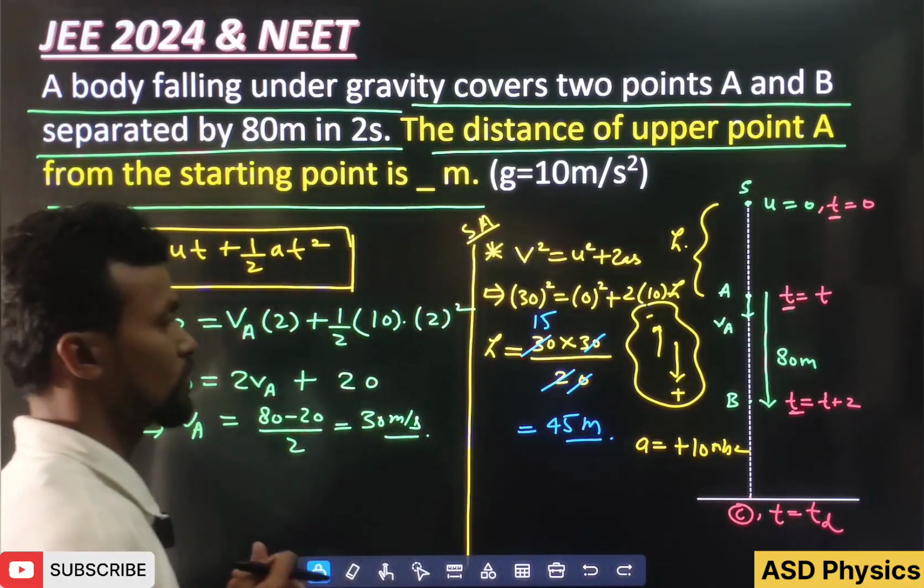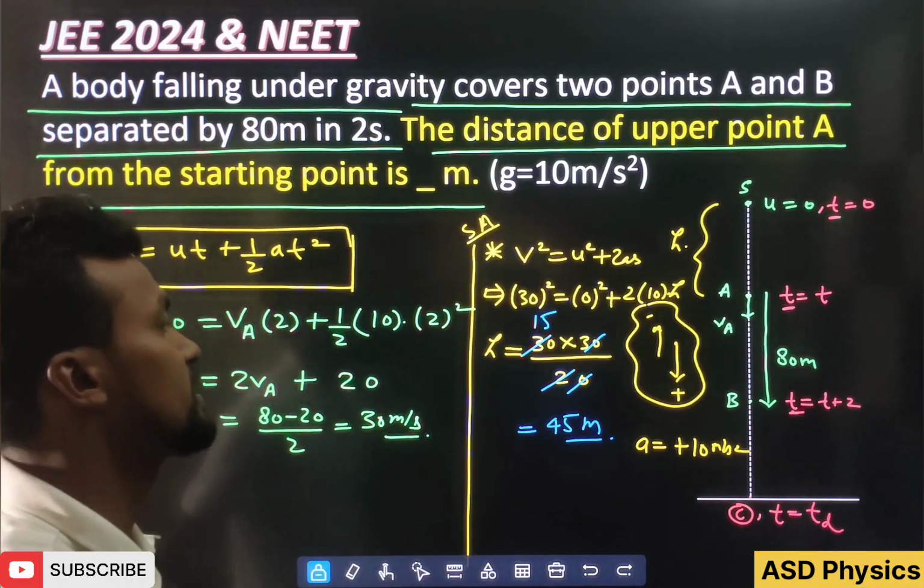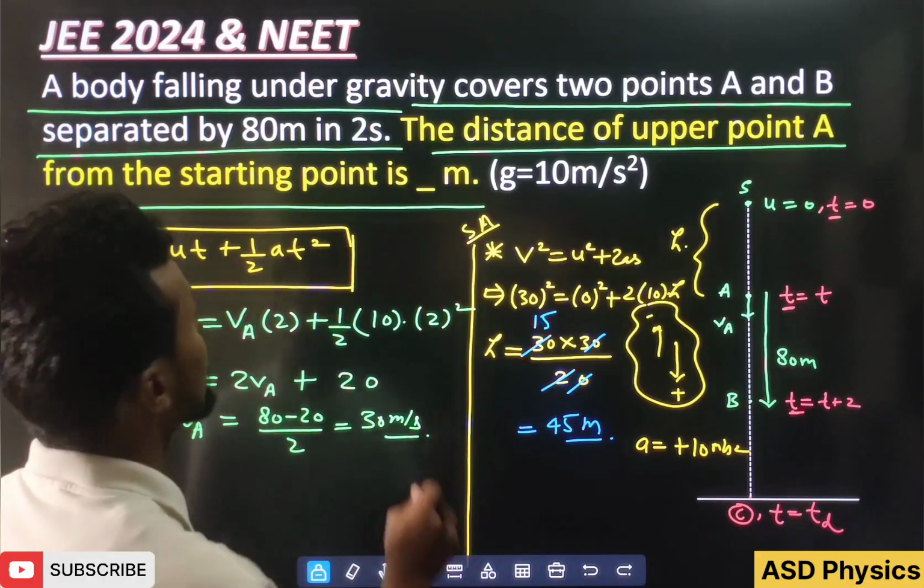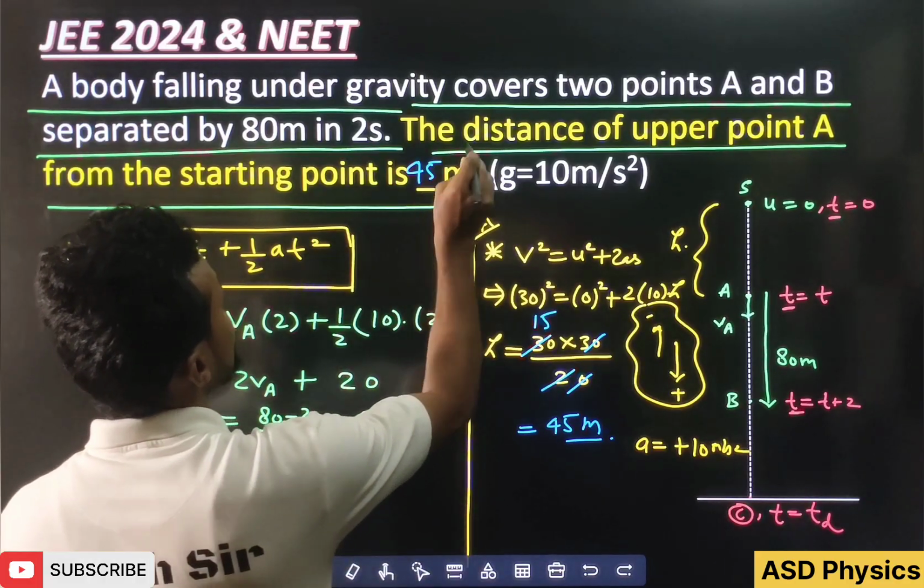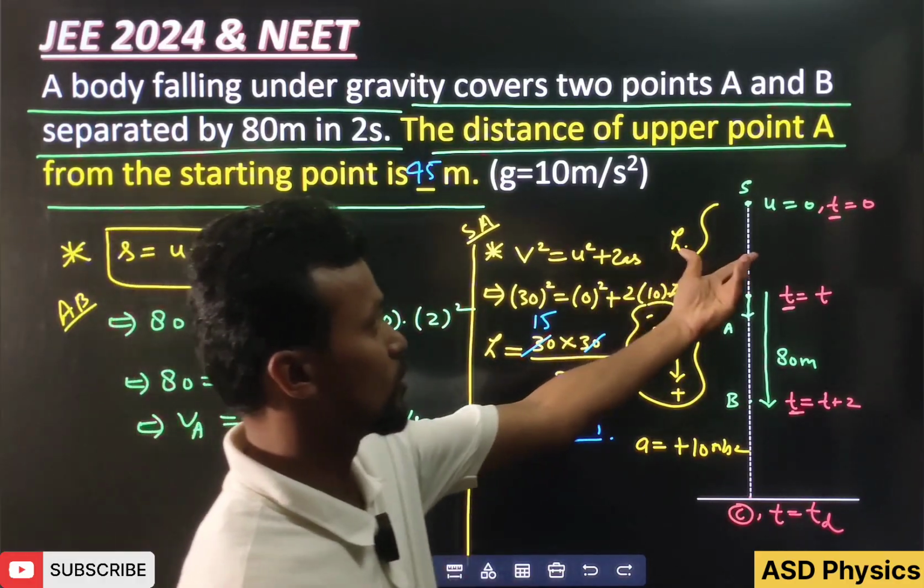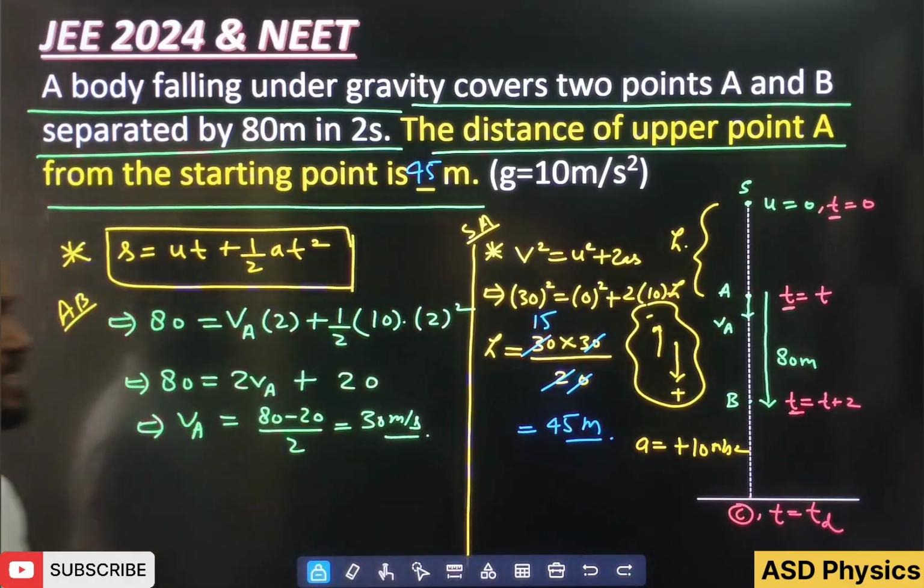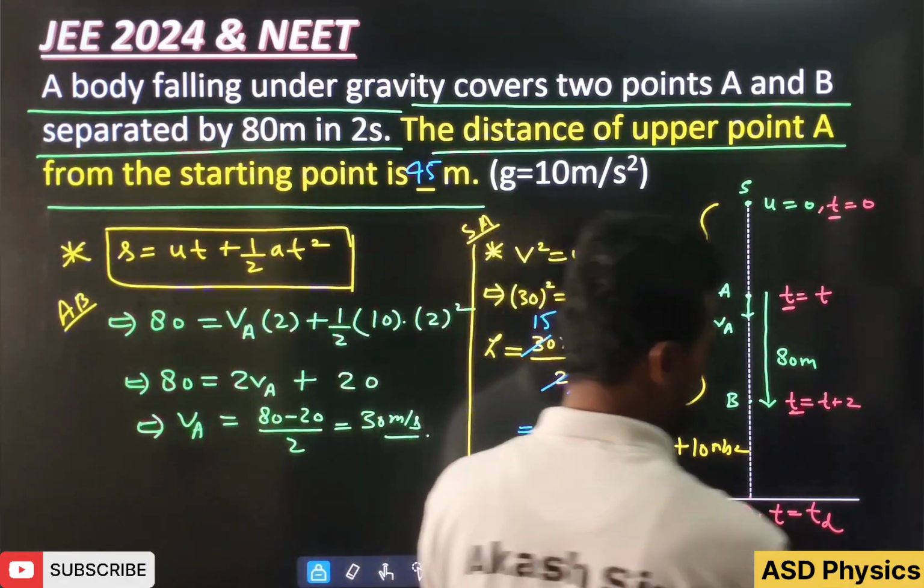Now kindly check very well. 0 cancels. 15 into 3, how much is coming? 45 meter. Okay. So the starting point and A, this distance, how much is it here? 45 meter. Great. See how beautifully we are solving all this.